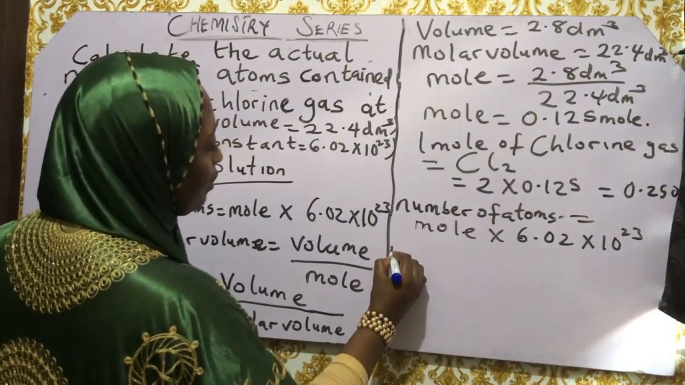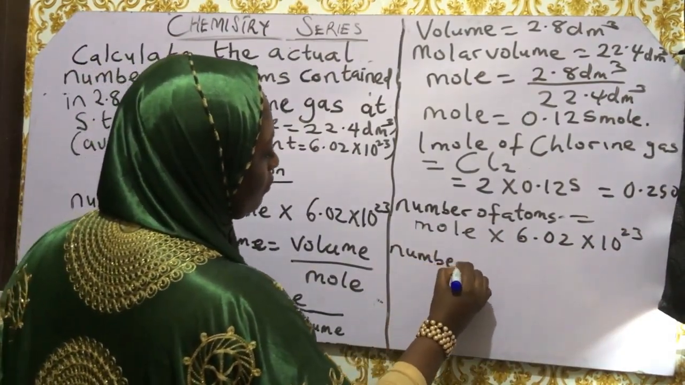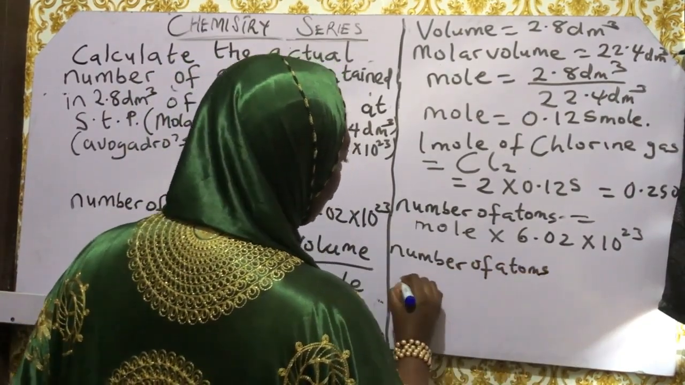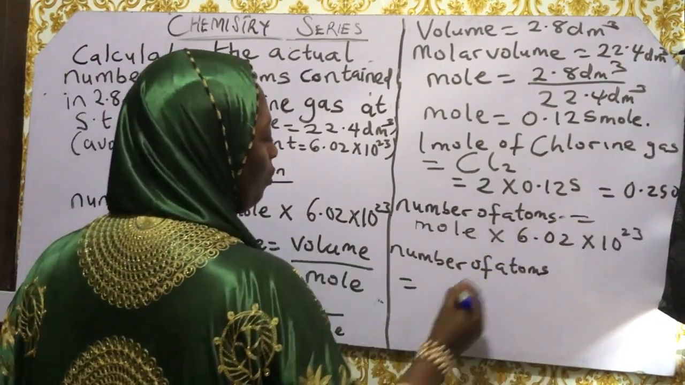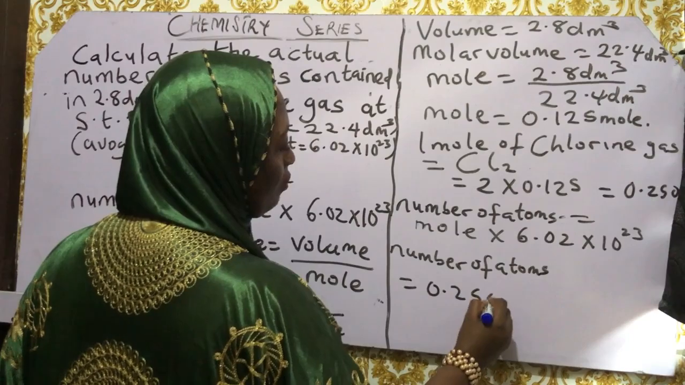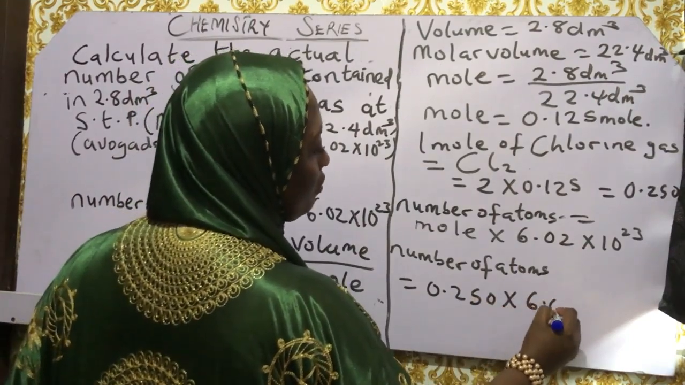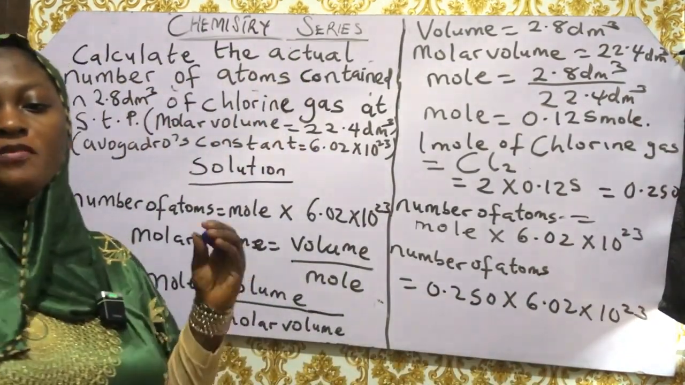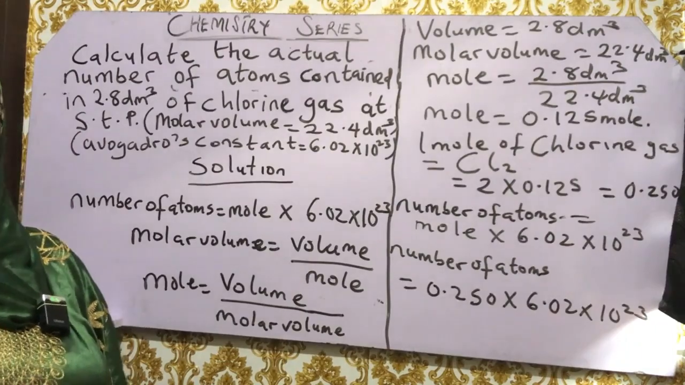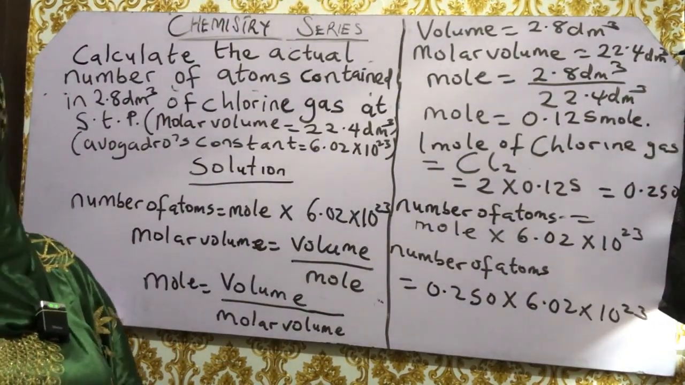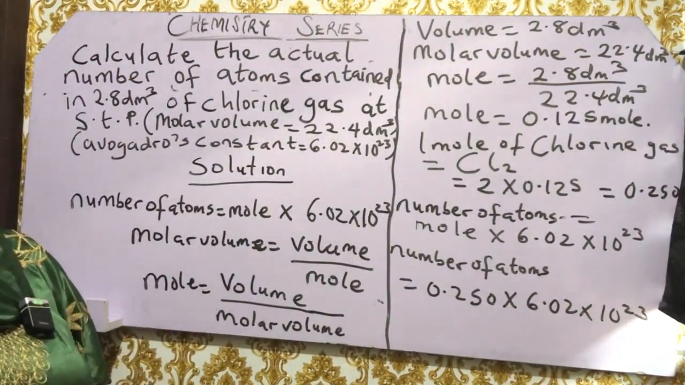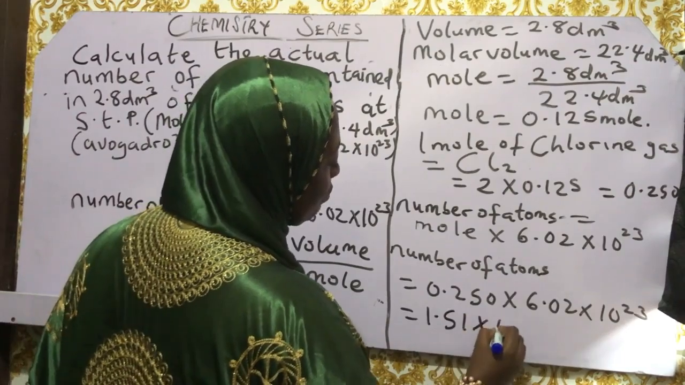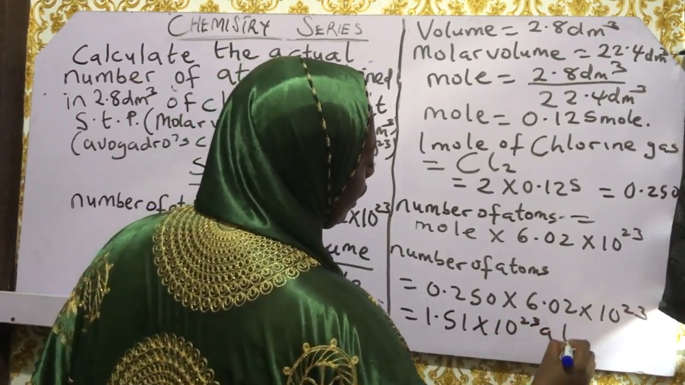So the number of atoms is going to be equal to the total mole, which is 0.250 times 6.02 times 10 to the power 23. When you input this value into the calculator, you have the total number of atoms of chlorine gas to be 1.51 times 10 to the power 23 atoms.